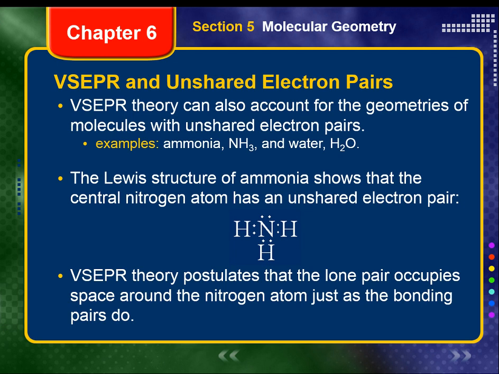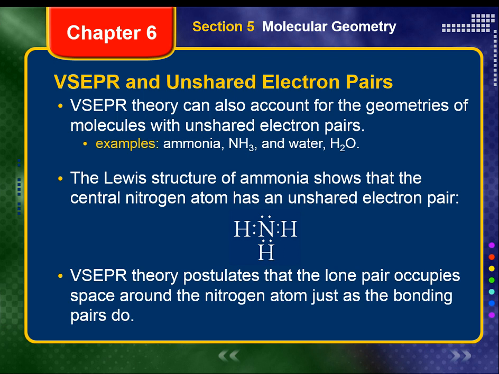Ammonia, NH3, and water, H2O, are examples of molecules in which the central atom has both shared and unshared electron pairs. Again, refer to table 6-5 for the Lewis structures. How does VSEPR theory account for the geometries of these molecules?